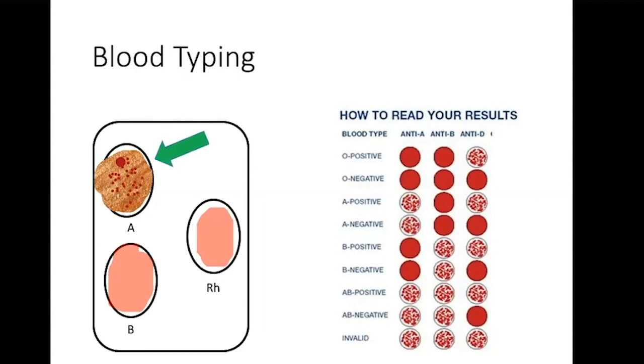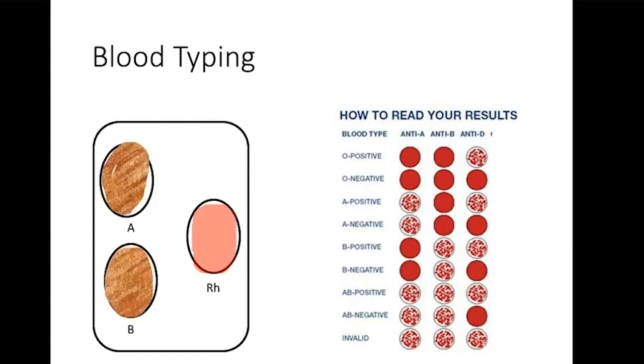After we follow the procedure and wait for agglutination, in this sample we notice agglutination occurring with anti-A serum. There is a lack of agglutination with anti-B or anti-Rh factor serum. What this tells me is that the antigen A is present, but this blood type does not have antigen B or Rh factor. The results then would be A negative.